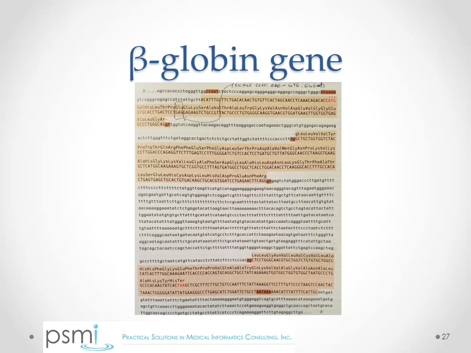So what this picture represents is the complete HBB or beta globin gene. This is the gene that ultimately produces the beta globin protein. That protein then forms hemoglobin in red blood cells. And this is the gene that results in the protein that, when it gets mutated, leads to sickle cell disease.